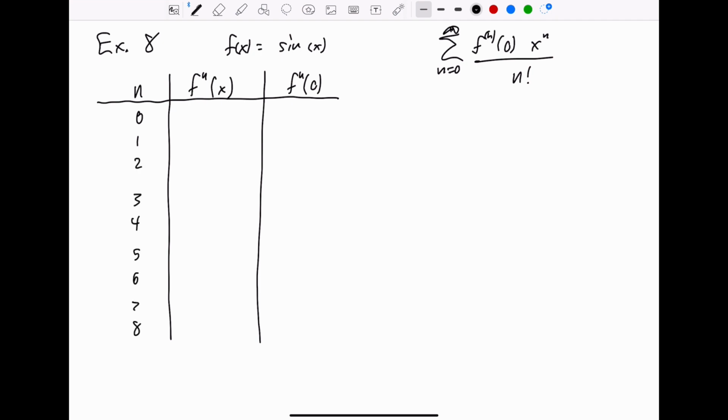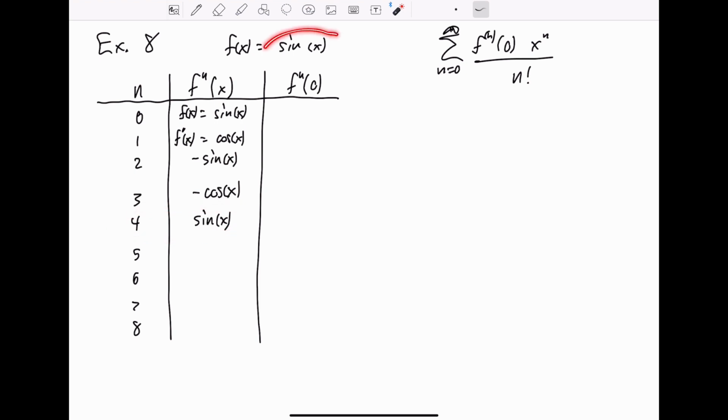So we take the original function, f of x, which is just sine. Now take the first derivative of sine. The derivative of sine is cosine. Take the second derivative. The derivative of cosine is negative sine. Take another derivative. The derivative of negative sine is negative cosine. Take another derivative. The derivative of negative cosine is positive sine. Look at this. We're back to where we started. The fourth derivative of sine is back to sine.